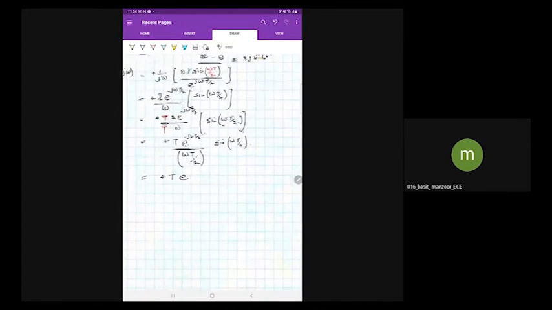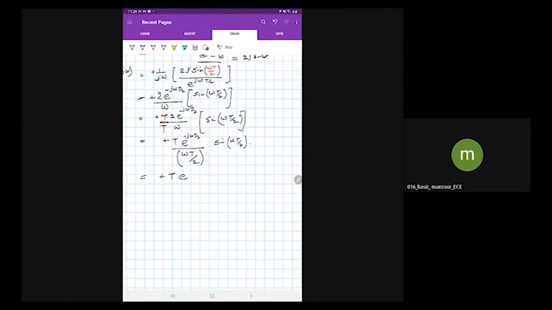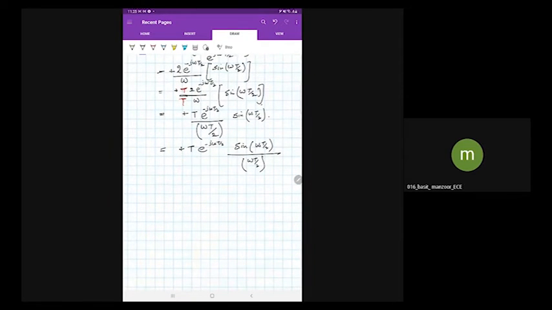Alhamdulillah. So we have t times e raised to power minus j omega t by 2, then sine of omega t by 2 divided by omega t by 2, which we know is a sinc function. So X of j omega can be written as t times e raised to power minus j omega t by 2, and instead of sine theta by theta, I'll write the sinc function of omega t by 2.